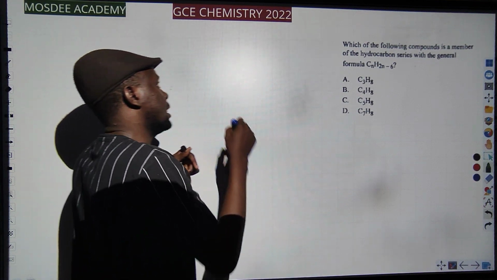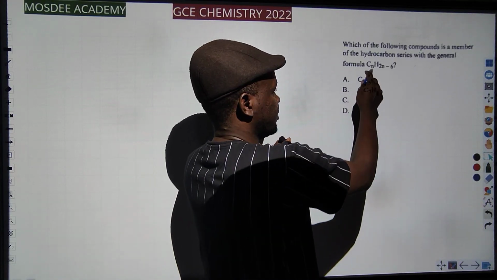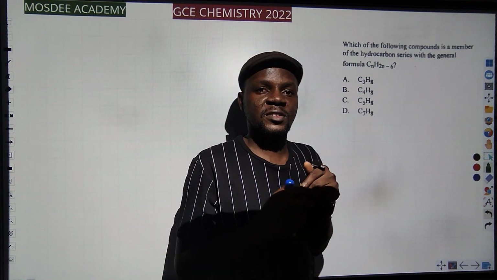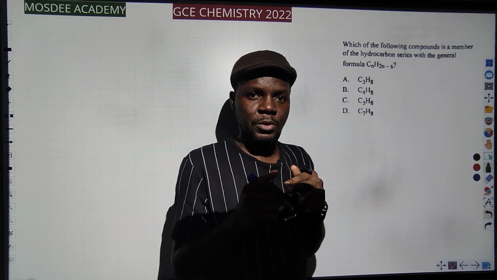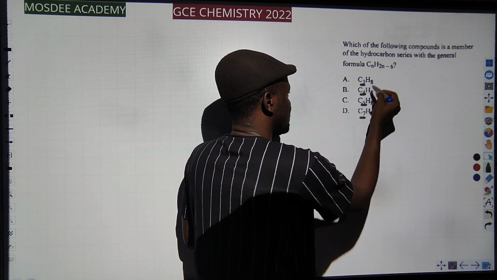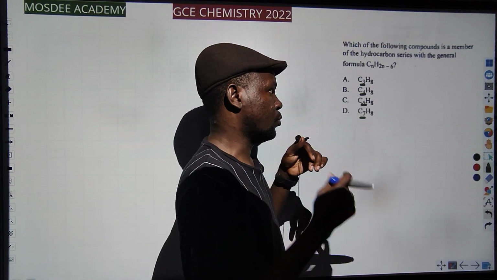So for instance, the first option I have is C3H8. When n is 3, 2 times 3 is 6, and 6 minus 6 is not 8. Do you understand? I'm putting the values into the formula that is given to me. Which of them will go with what I have there? On to the next one.